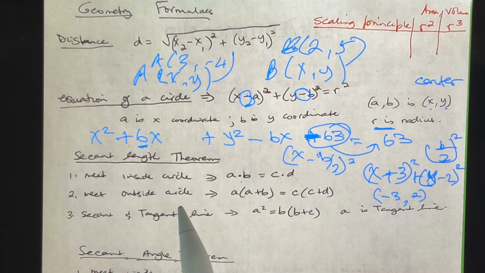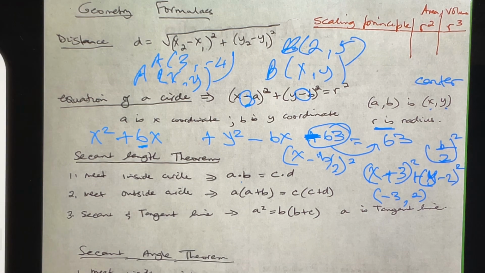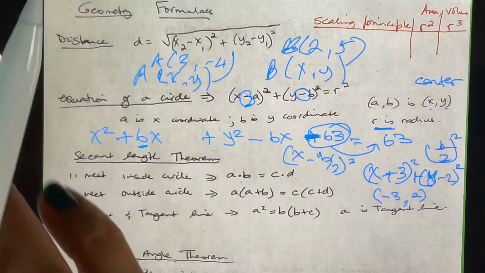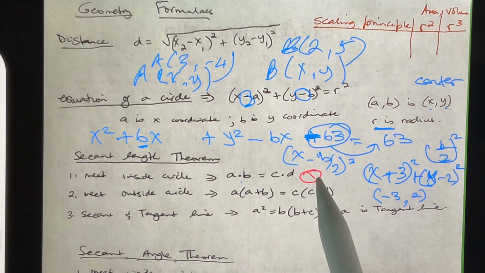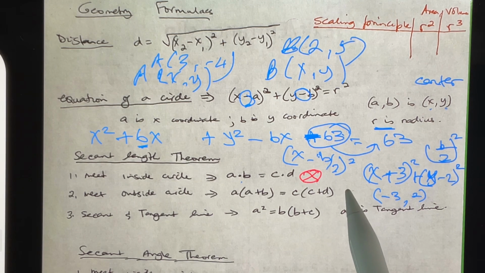If it meets outside of the circle, because when I say secant line there, I'm going to show you an example of what I mean here. So you have the circle, the lines meet inside of the circle, that's what it means. And for the one that meets outside the circle, you are going to use A, open parentheses, A plus B, close parentheses, equals C, open parentheses, C plus D, close parentheses.